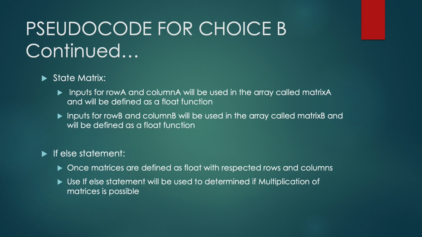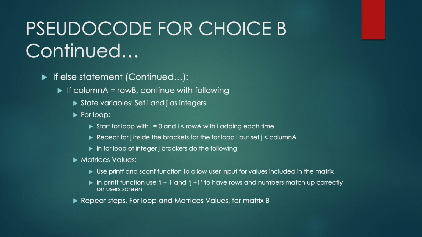We will declare the matrices with the inputs of row A and row B, and we will have that array called matrix A, and it will be defined as a float as well. It can be set for matrix B, and we will use if-else statements to determine if multiplication is possible. We will start with the condition of if column A is equal to column B. We will continue with the following.